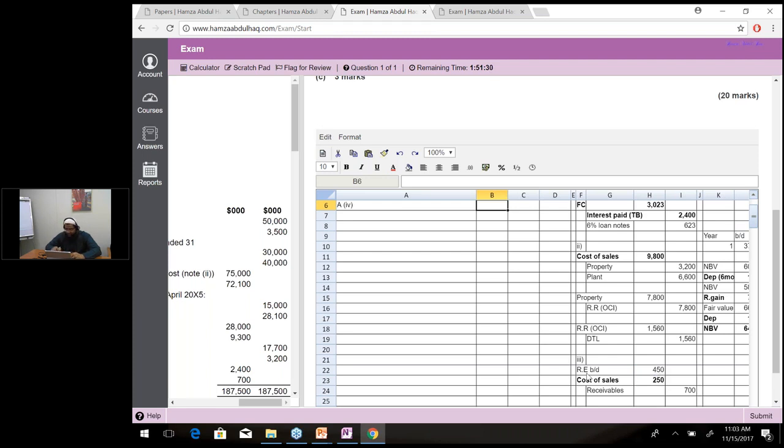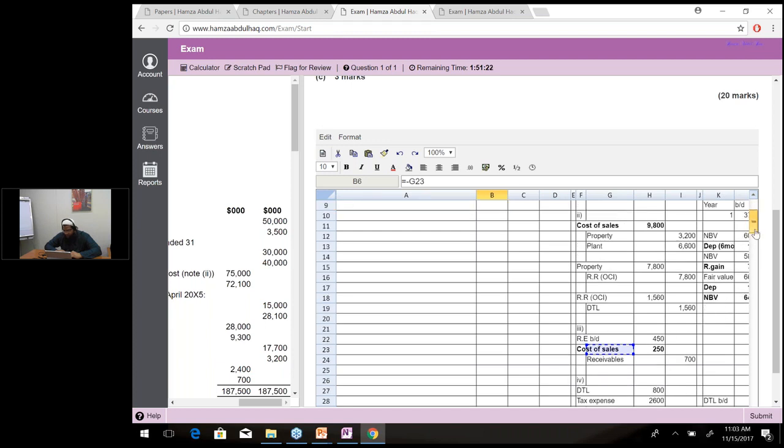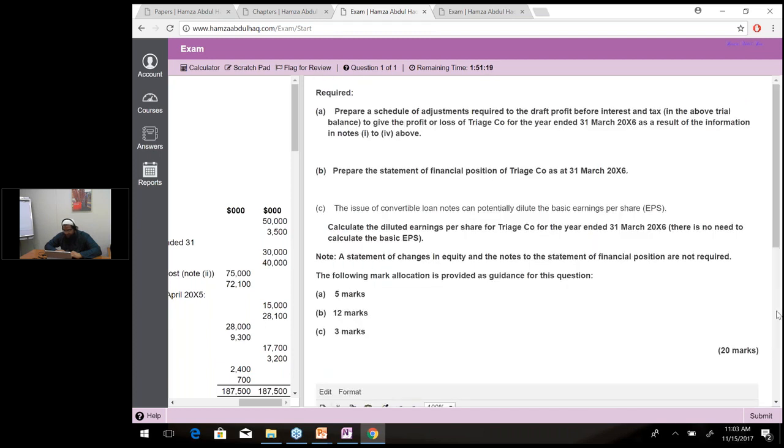Smita, I have done nothing with the 2400. I have done nothing up to now with the 2400 balance. Okay, now adjustment number 4, we have written the tax expense.